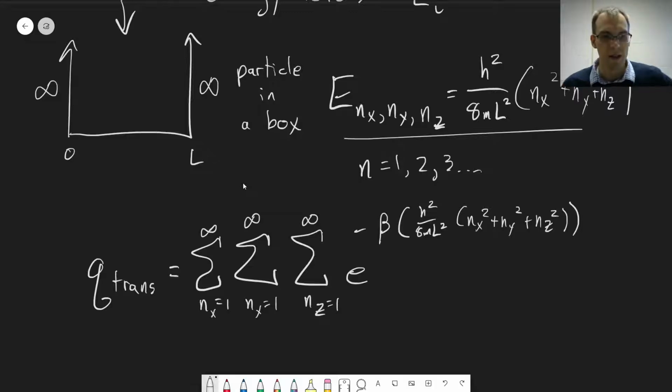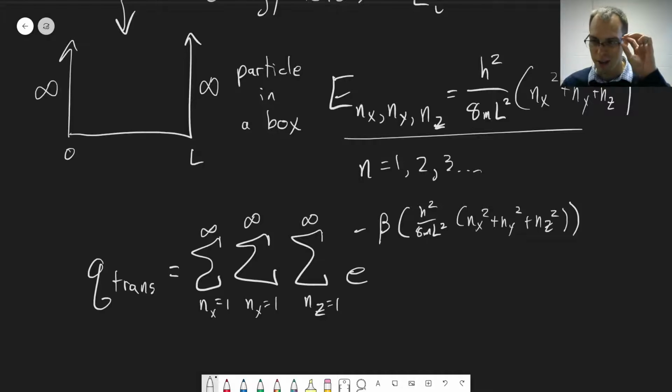One thing I'll say is it doesn't actually affect much of anything, but this assumes that all of the lengths of our box are equal. If those lengths are different, the energy level expression looks a little bit different, but it doesn't materially affect the final results we'll get. Okay, well, this seems like a big pain. We have an expression, but what do we do with it?